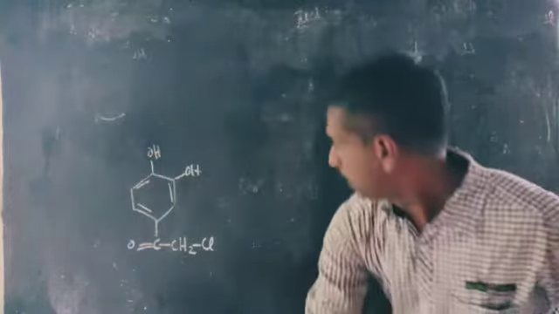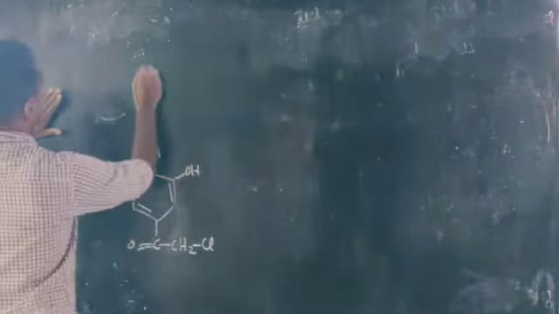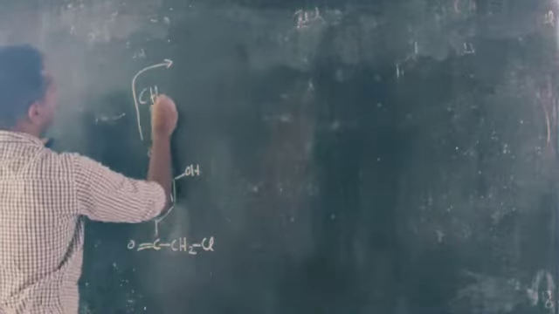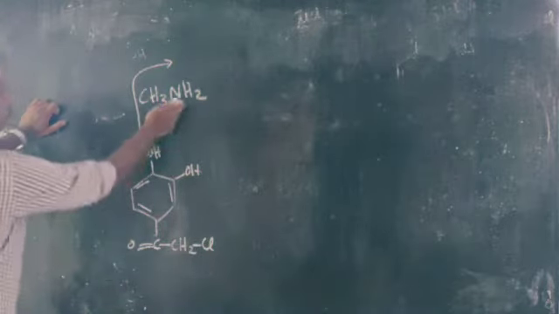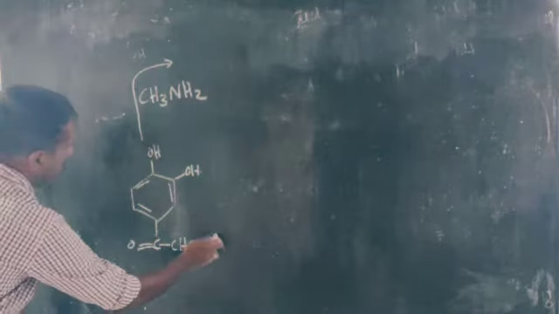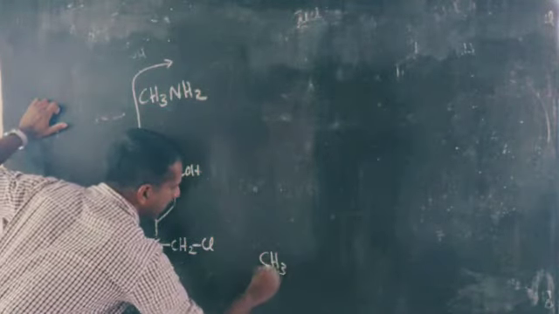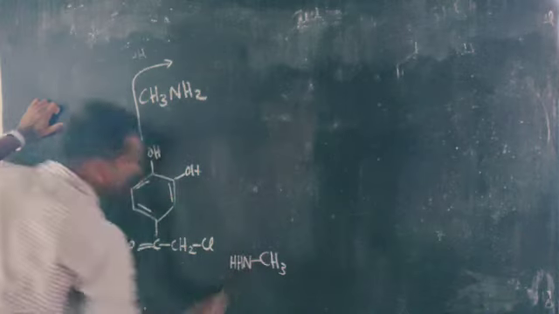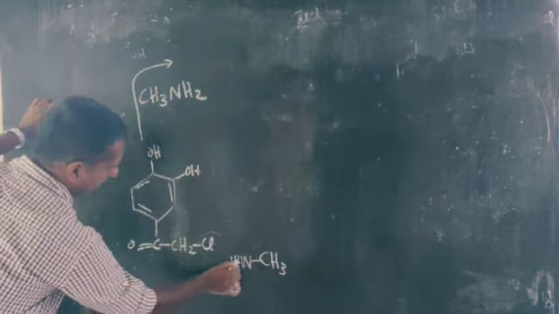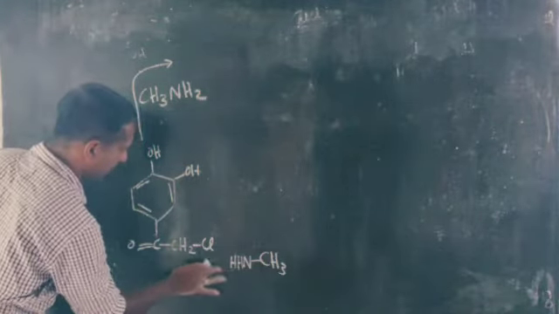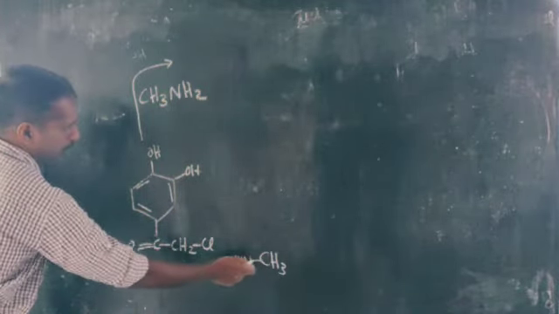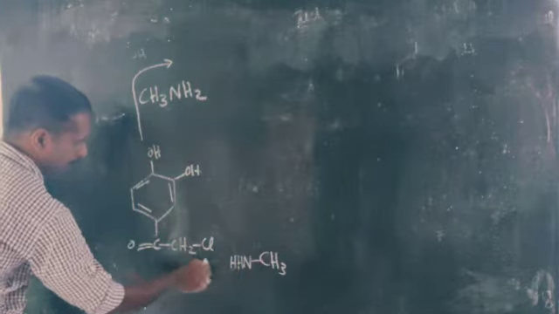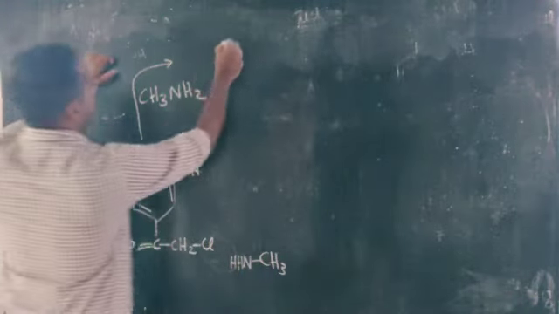Now, what is happening in this compound? This compound is treated with methylamine, CH3NH2. Then what is happening? Methylamine, CH3NH2, can be written as NHH, and HCl will be eliminated. Keep it in mind, here we have this structure, and this compound is treated with methylamine, CH3NHH. HCl will be removed, and we get a structure like this.